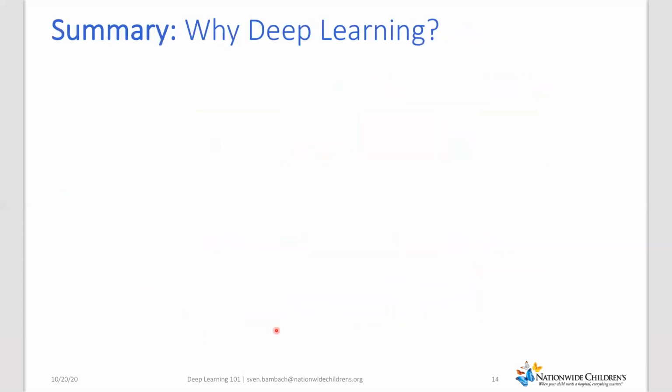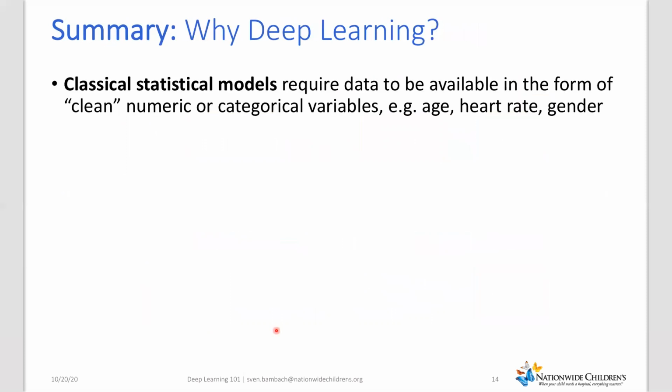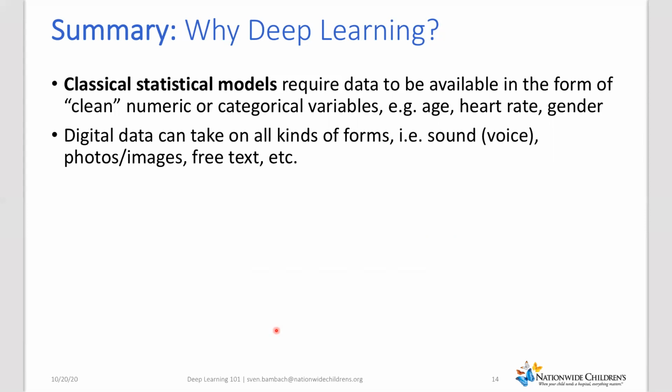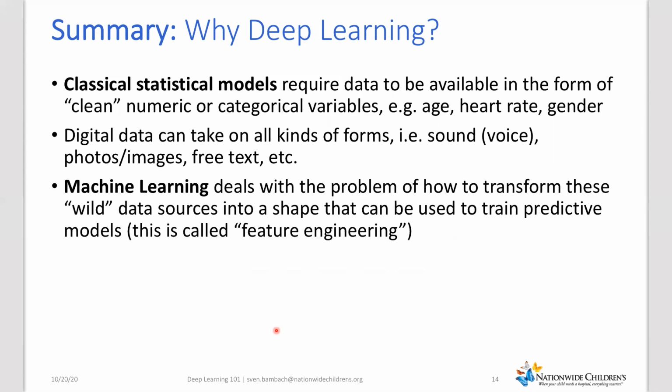But I've talked for a long time, so let me quickly summarize where we are already with this first question that we were trying to answer. So we talked about classical statistical models. They require data to be available in the form of clean numeric or categorical variables. However, digital data can take all kinds of forms. It could be sound, photos, images, text, whatever it might be.